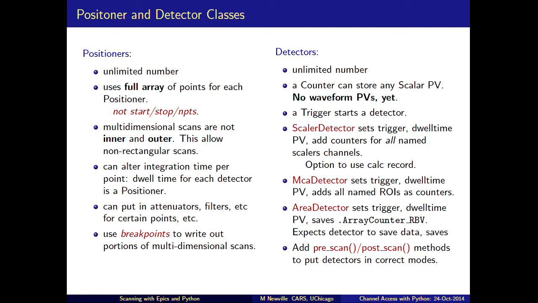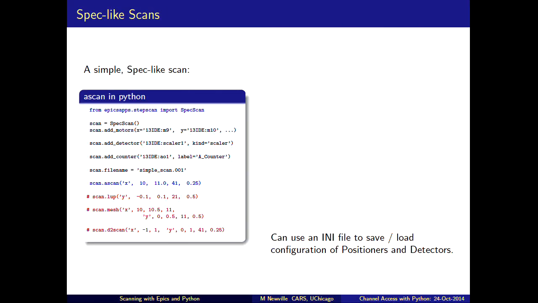And it can definitely trigger an area detector to save its data. And again, there are already classes for scalars and MCAs and array detectors. And these detectors themselves add code for pre-scan and post-scan to set up the detectors into the right mode, so that the scaler is in the right mode to be able to count, and the MCA is in the right modes and so on.